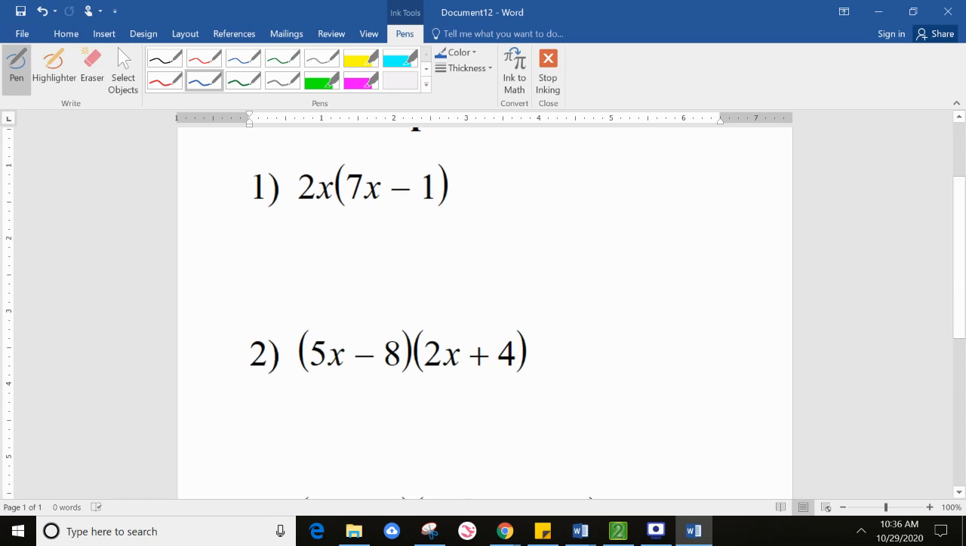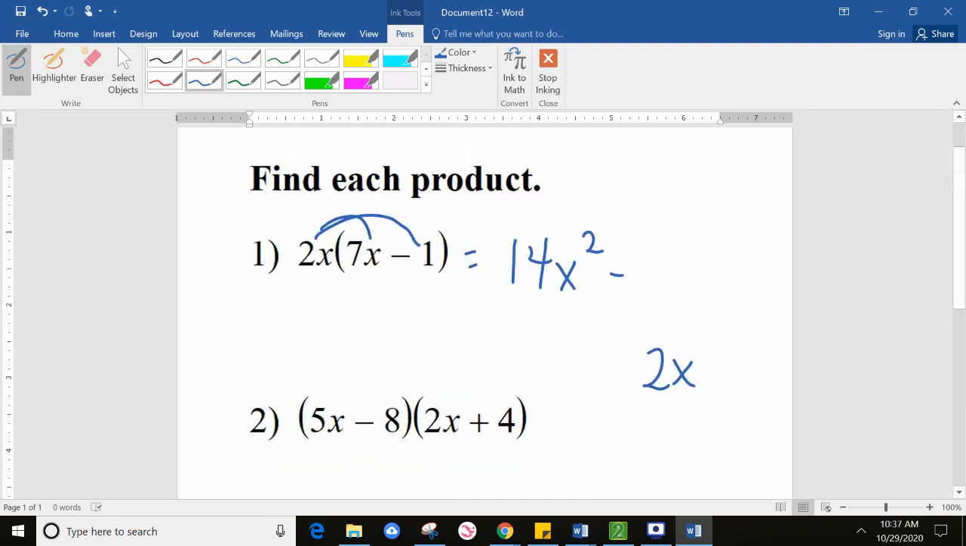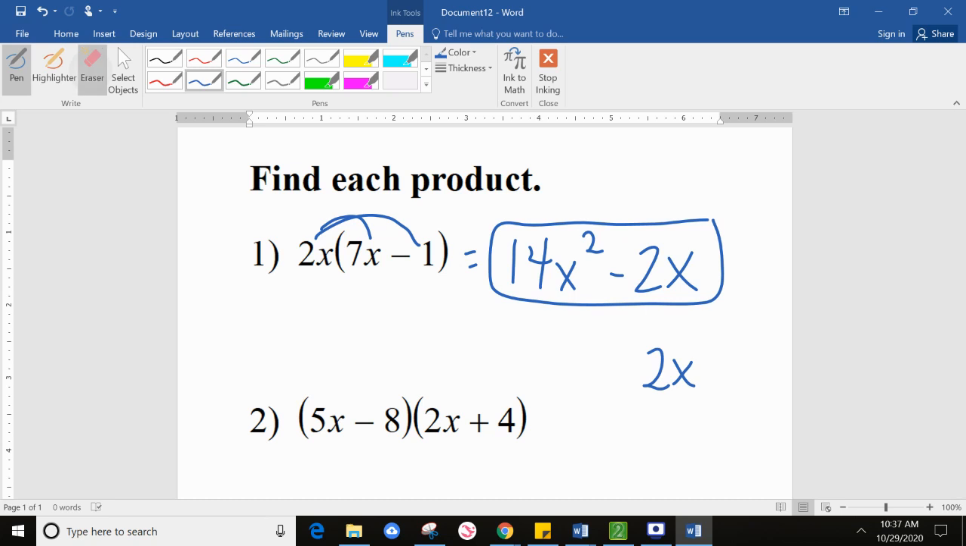All right, so we're trying to multiply 2x by 7x minus 1. We need to distribute. So 2x times 7x is a 14. Multiply coefficients first. X times x is x squared. Now we're going to multiply 2x times negative 1. That's a minus 2x. All right, so minus 2x. So we cannot combine those two terms. They're not like terms, so we are good with that one. Alrighty, let's move on to the next one.